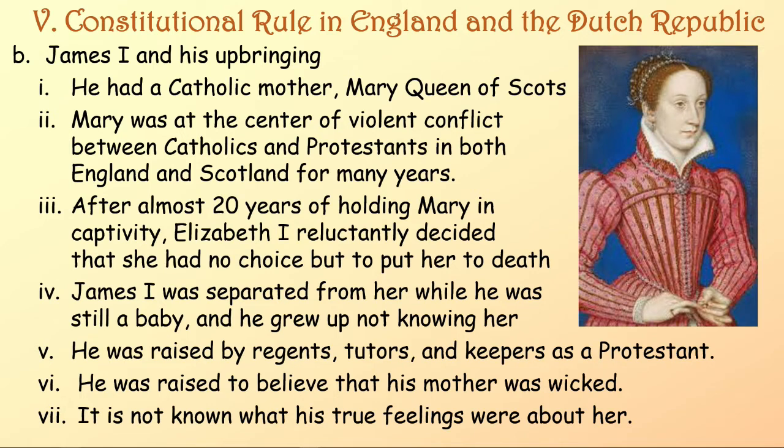James I and his upbringing. As we know, James had a Catholic mother, Mary, Queen of Scots. And Mary had been at the center of violent conflict between Catholics and Protestants in both England and Scotland for many years. After almost 20 years of holding Mary in captivity, Elizabeth I reluctantly decided that she had no choice but to put Mary to death. James I was separated from her while he was still a baby, and he grew up not knowing her. And James was raised by regents, tutors, and keepers as a Protestant, and he was raised to believe that his mother was wicked. It's not known what his true feelings were about her.